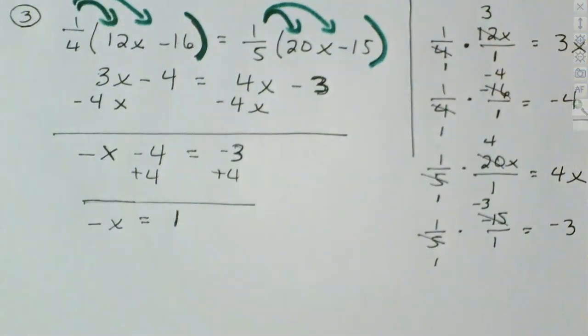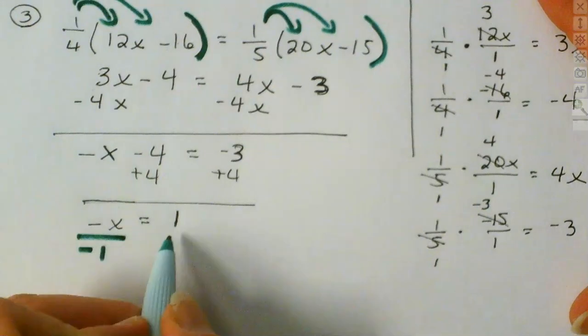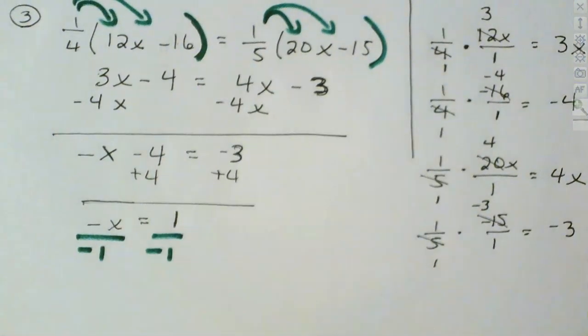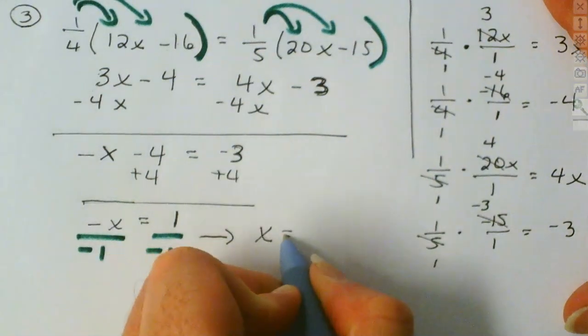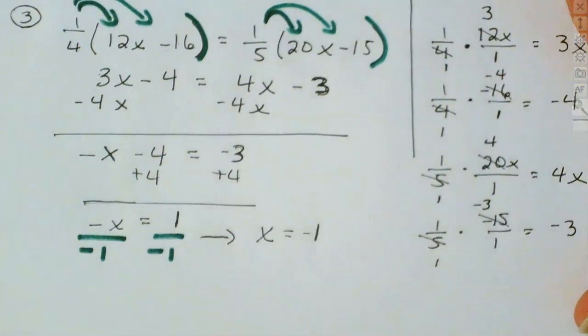How do we finish it? Are we done yet? Not quite. We've got one more step. What do we need to do? Okay, divide by a negative 1. And that now finishes it, because that leaves me with x equaling a negative 1, doesn't it?